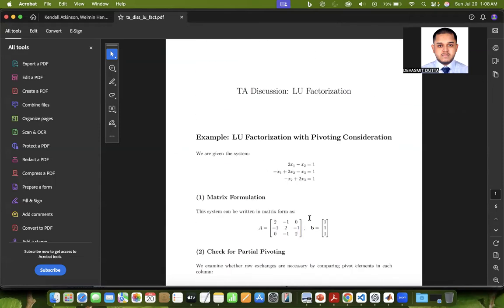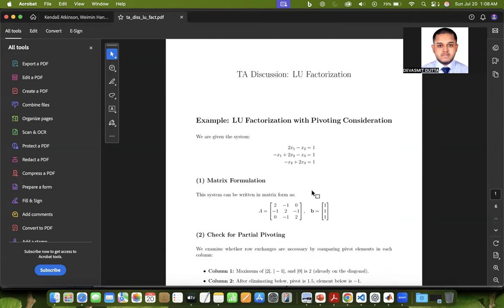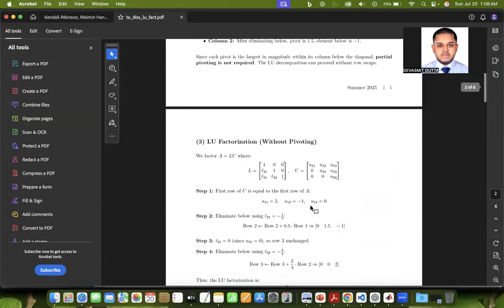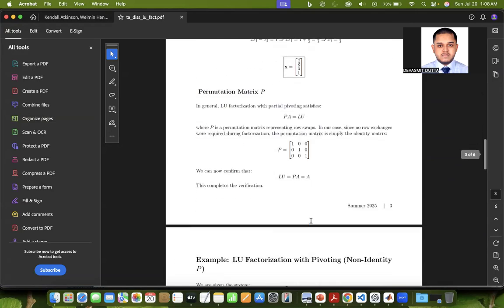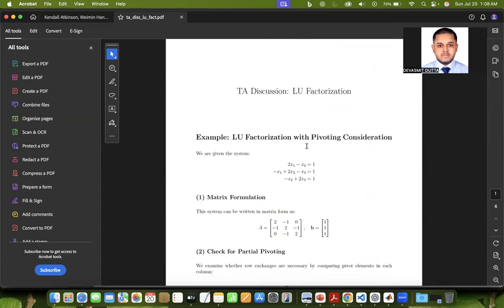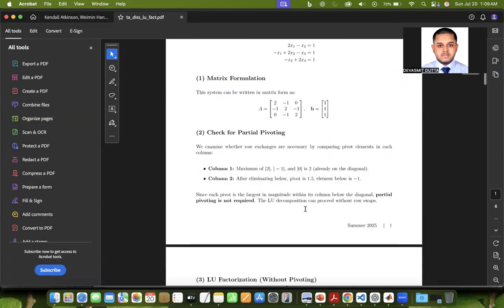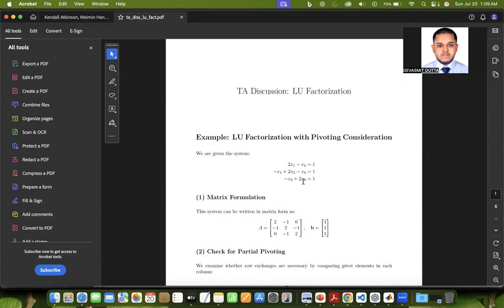All right, so here is one example. The topic of today's end goal of the discussion is LU factorization with pivoting consideration. This is the first example where we'll be checking the with pivoting, right? Let me see. Actually, the first one is without pivoting. There is a typo here. I'm going to fix that. The first example is without pivoting because there is no need of pivoting.